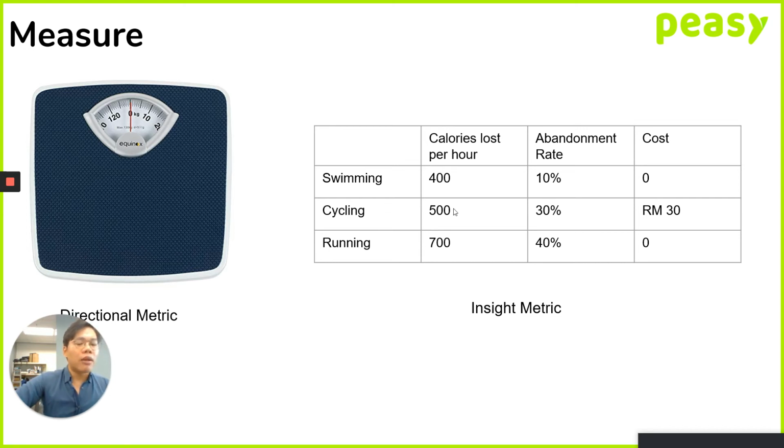Cycling, every time I cycle, I lose about 500 calories every hour. But every time I say I want to go cycling, out of 10 times, 3 times I will do it. And the cost is $30 and so forth and so forth. So from here with this data, I will know, okay, the most realistic way for me to achieve losing that calorie is actually swimming because my abandoning rate is lower, even though the calorie burn is also lower, right? So the insight metric tells you how to achieve the target. The directional metric tells you if you're heading in the right direction.